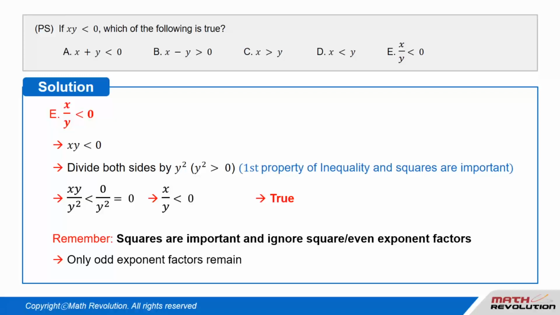You should remember the fact that squares are important, and square or even exponent factors can be ignored and only odd exponent factors remain in inequality questions. Therefore, E is the correct answer. Answer E.